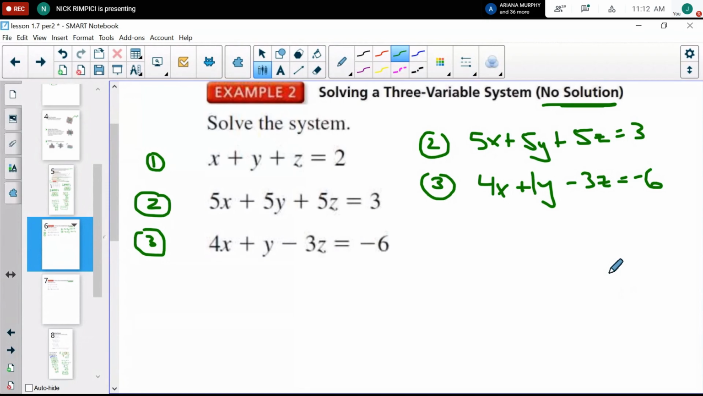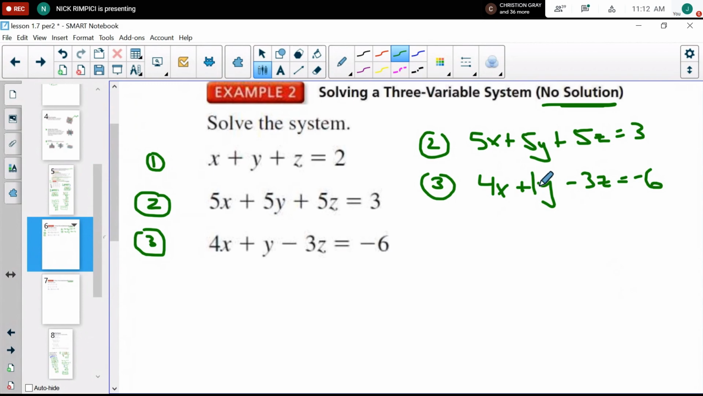We need to pick a variable to work with. We can work with x, y, or z. Now, bear in mind, if you pick x to work with, you're going to have to find something for 4 and 5 to fit into. That's kind of annoying. If you pick z, you have to find something for 5 and 3 to fit into, which isn't so bad, but it could also be a little annoying.